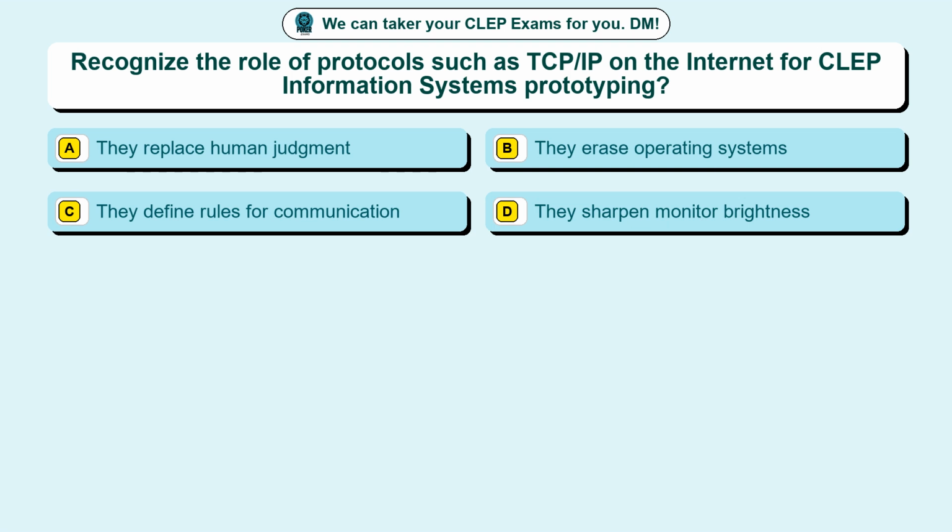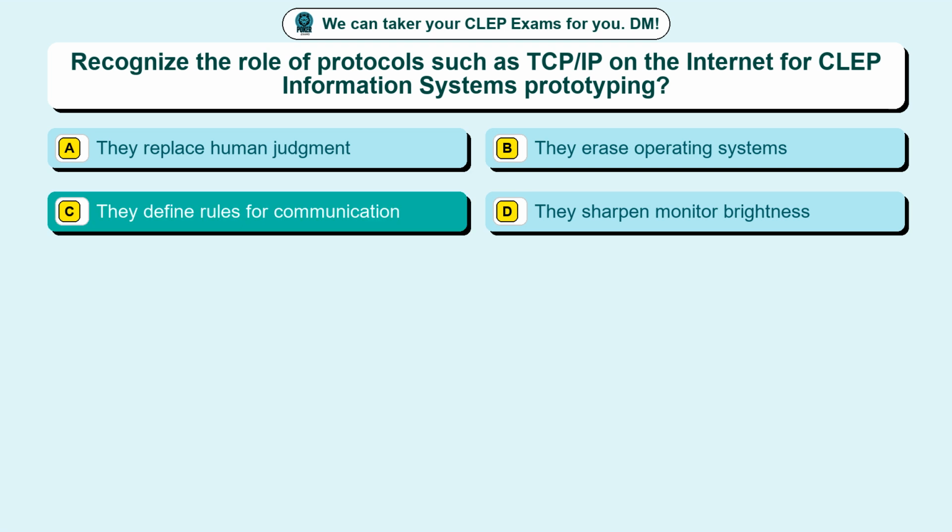Question 29. Recognize the role of protocols such as TCP/IP on the Internet for CLEP Information Systems prototyping. Option A, they replace human judgment. Option B, they erase operating systems. Option C, they define rules for communication. Option D, they sharpen monitor brightness.